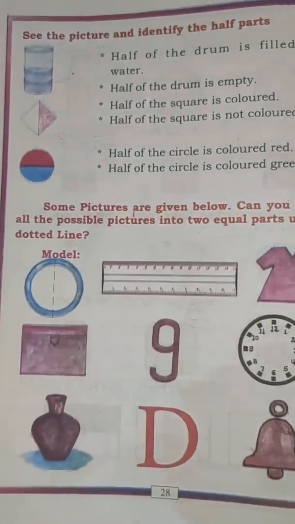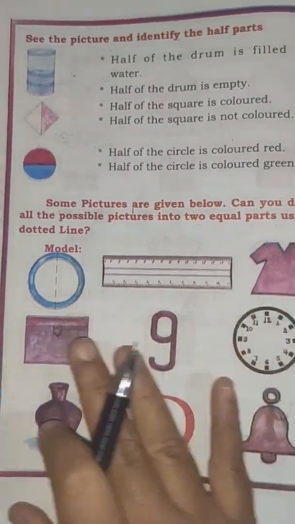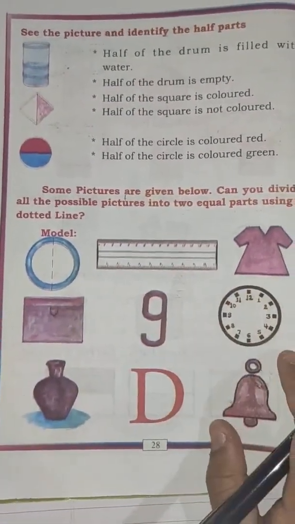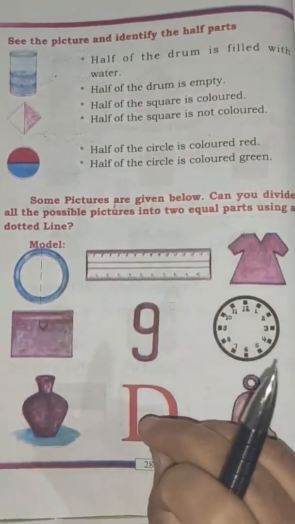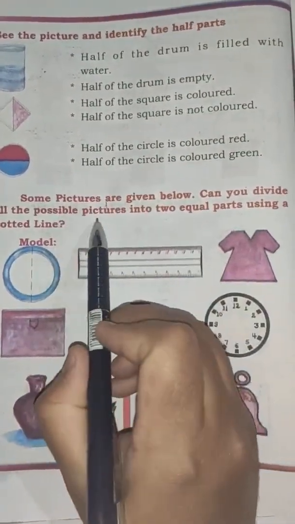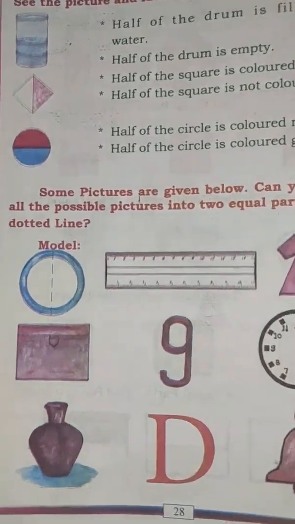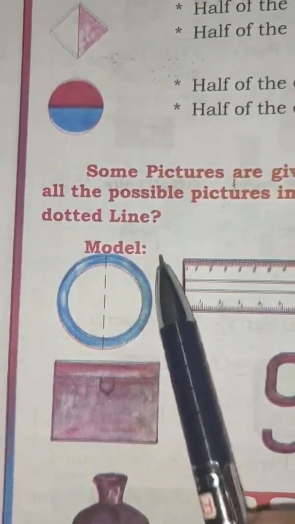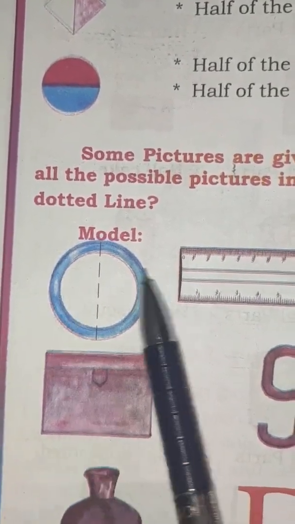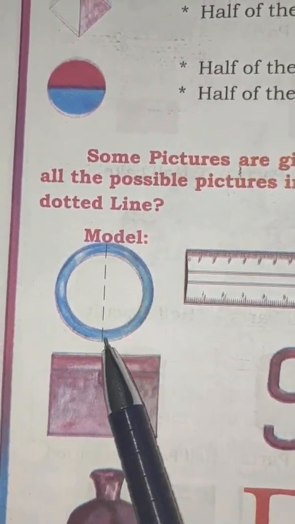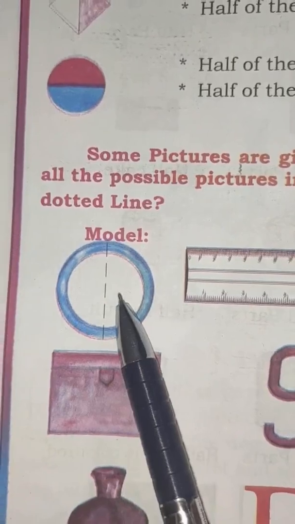Using a dotted line, here there are a few pictures. They are asking you, can you divide all the possible pictures into two equal parts? Possible pictures only. Let us take one example. See here, this is a circle. If you cut the circle into two equal parts, you will get two equal parts here, isn't it? If you cut the circle in the middle, you will get two equal parts. So it is half, this is another half.